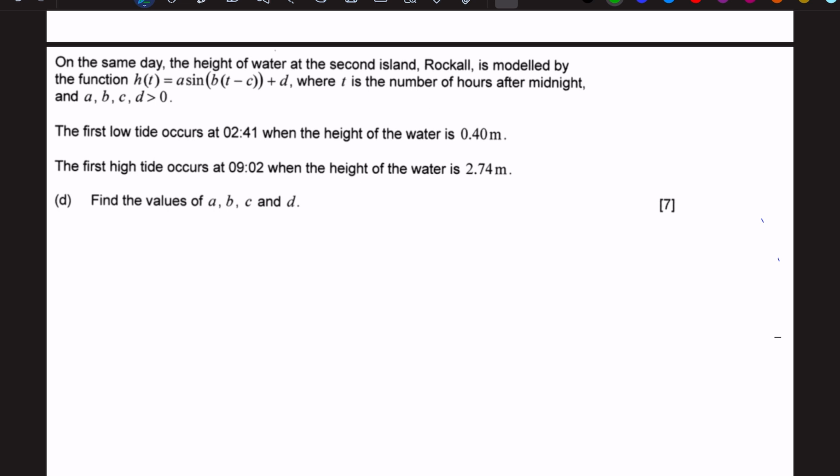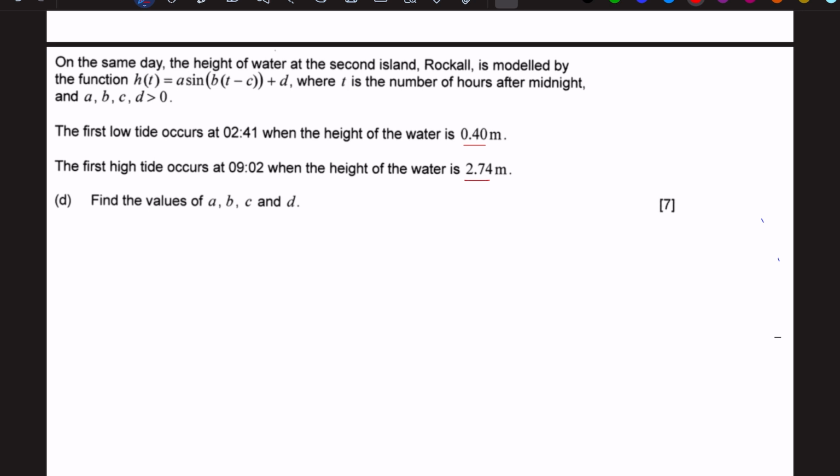So on the same day, the height of water in the second rocky island, Rockall, can be modeled by the function h(t) equals a sine of b t minus c plus d, right? So they have given us some information about the first low tide and the first high tide. We have to find the values of a, b, c, d.